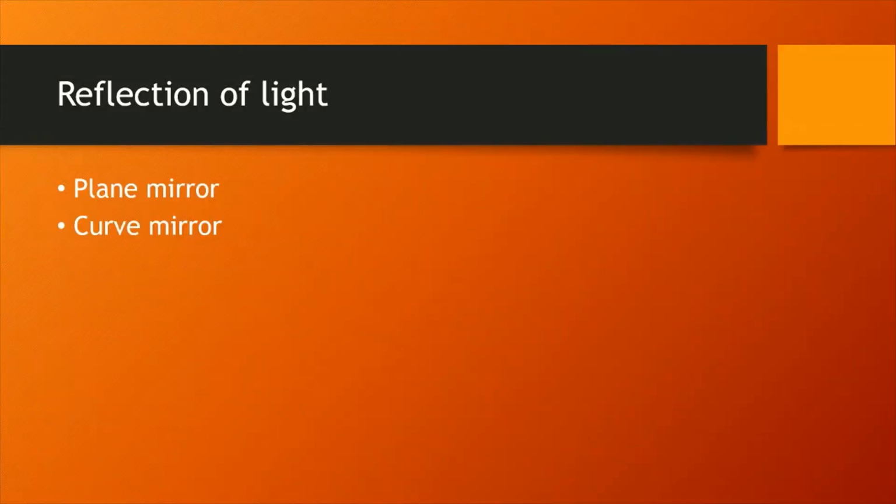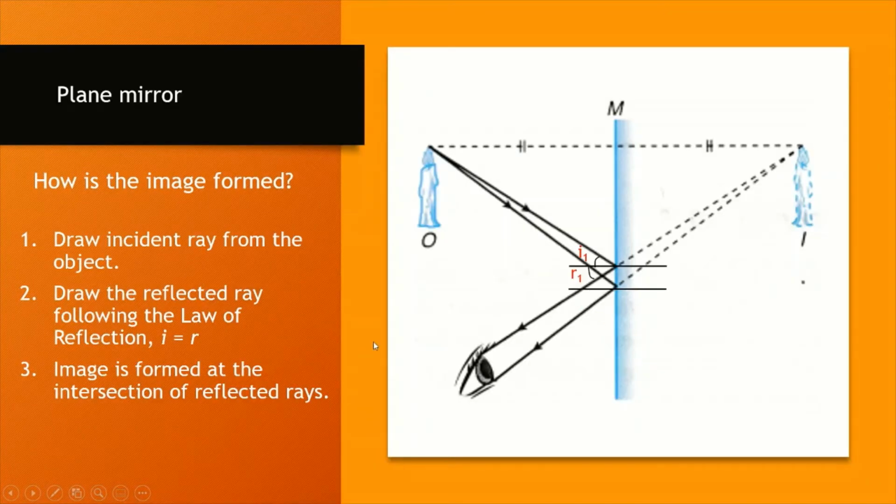Now, we are going to look at reflection of light when the surface is straight, plane, or curved. The best example would be a mirror, right? So plane mirror and curved mirror. Okay, let's look at the plane mirror. Every morning you look at yourself in the mirror and you see your image. But how is this image formed?